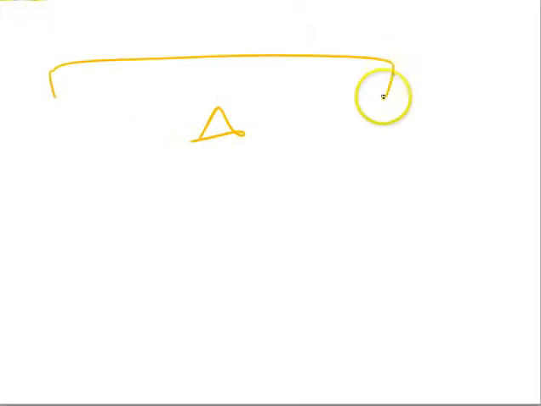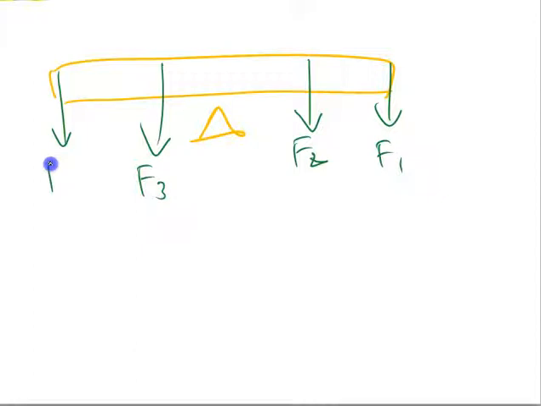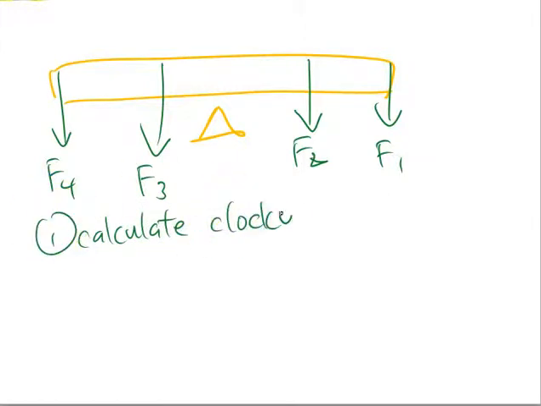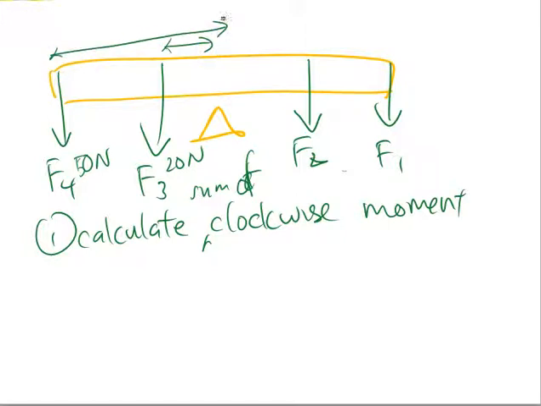For example, I have a beam that goes like this. I have a downward force here, F1, another downward force F2 over here, another force F3, and F4. Maybe this is how the question goes. First one, calculate the sum of clockwise moments. They will give you values for F, maybe 50 Newton, maybe 20 Newton, and so forth. They'll also give you the distance from the pivot. So just take note of this.